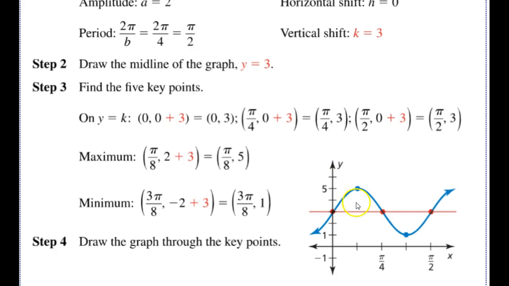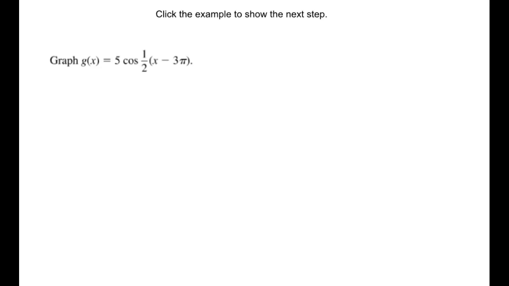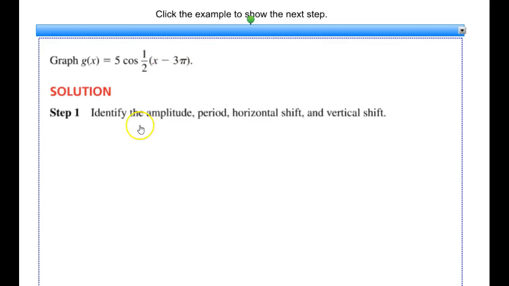So that can help me narrow down my x values that I'm going to use to find these points. Okay, so now here's our next example. Graph 5 cosine of 1/2 times the quantity x minus 3 pi. So first, again, I have to find my amplitude, period, horizontal shift, and vertical shift.